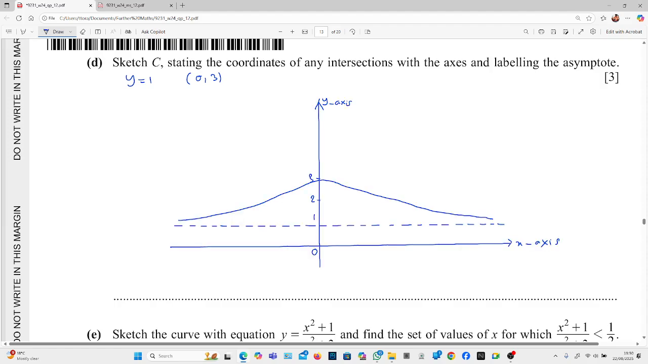So given the software that I have, this is the best I can do with this curve. I understand that this would be the maximum point, and here's the line y is equal to 1, which is the horizontal asymptote, and so that's it. So this is how the curve can look if you sketch it. Okay, so now moving on to part E of the question.